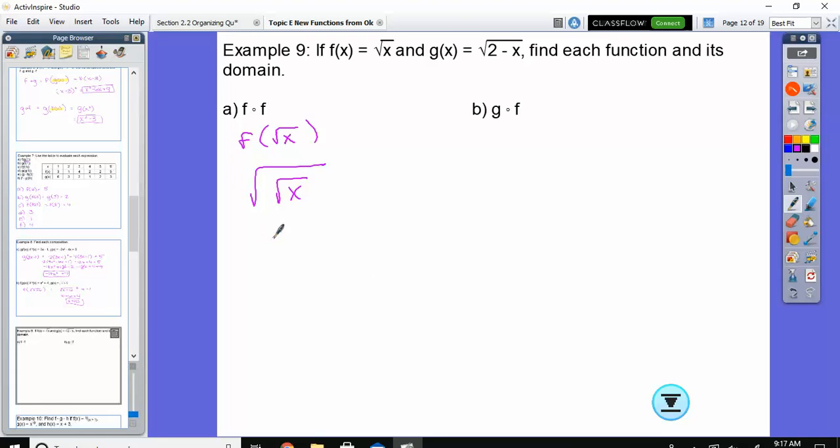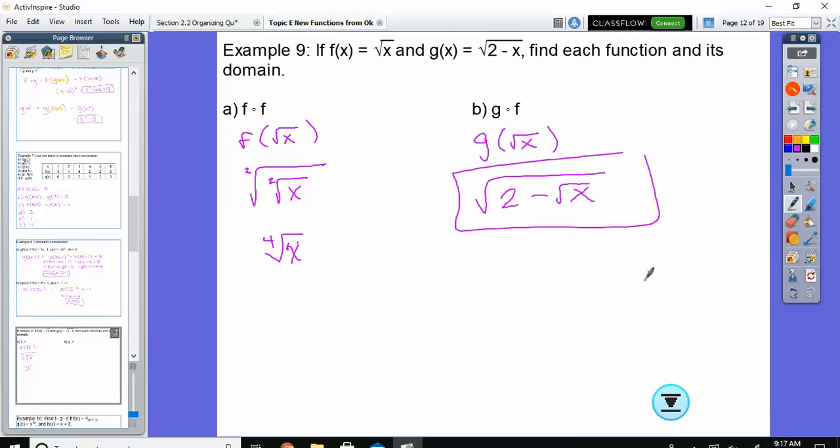What is a square root of a square root? Is that a cube? You multiply those, so it's a fourth root. So either one of those, fourth root of x. Either one of those would be okay. All right, G composed with F, so G of the square root of x. So if I plug that in, I get the square root of 2 minus the square root of x, and that's all you could do there.